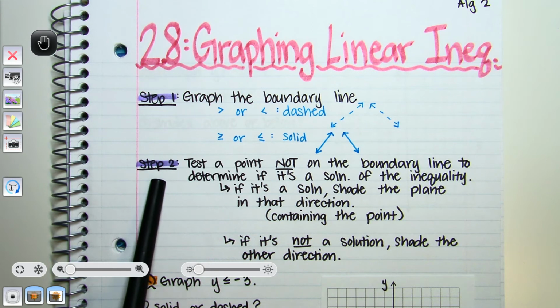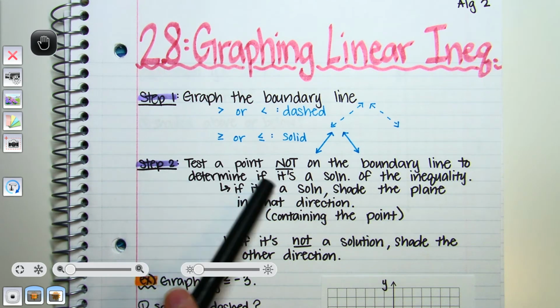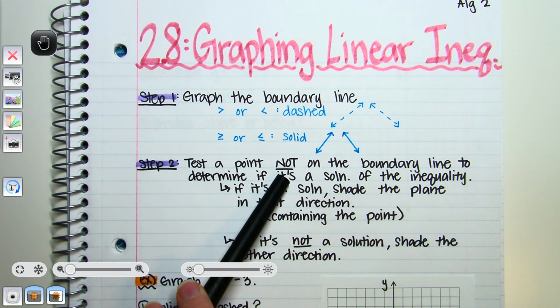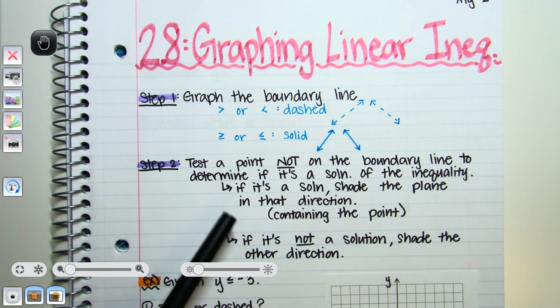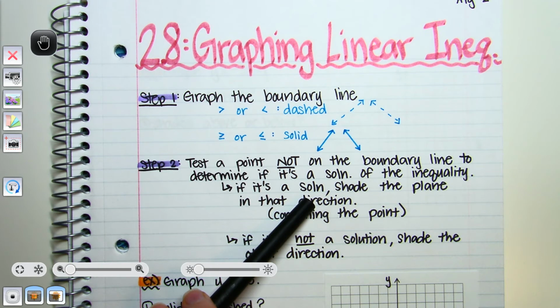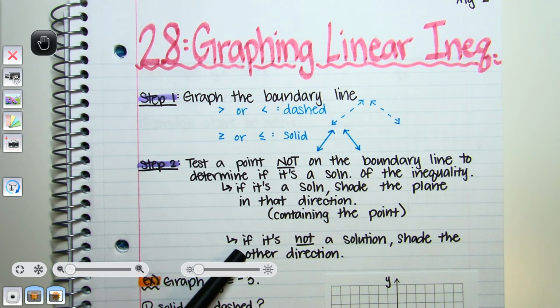Then step two, once you've graphed it, test a point that's not on the line to determine if it's a solution to the inequality. Once you've done that, if it is a solution, you're going to shade the direction of that point, because that means that point works for your inequality. It is true. So you're shading where that true point is. But if it's not a solution, you're going to shade the other direction, because that means the point you plugged in does not work in your inequality, which means it is not a solution.